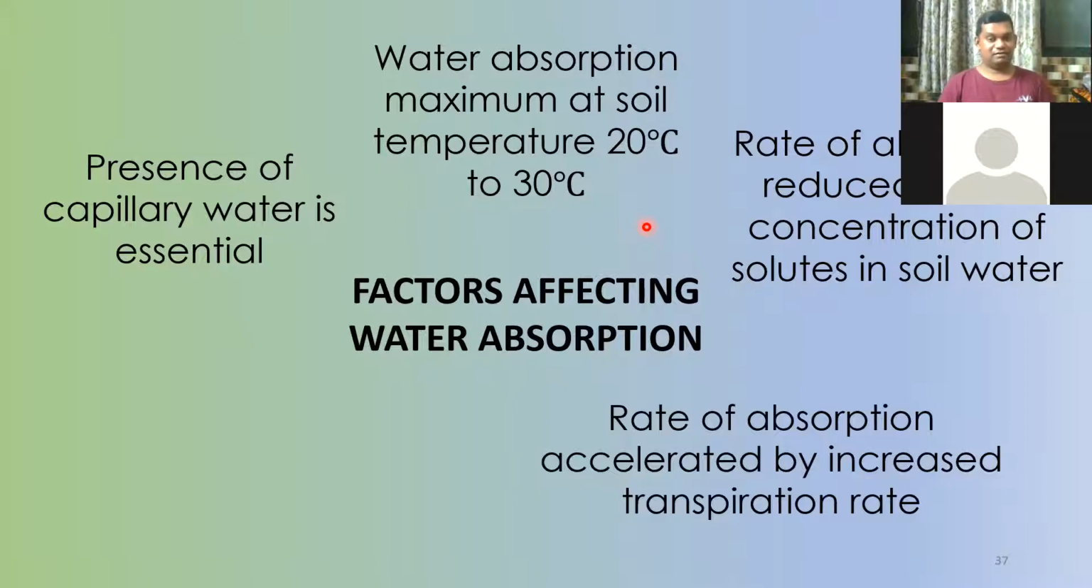Then absorption is also dependent upon the transpiration rate. Now we are going to learn about transpiration in detail, but you know very well that from the aerial parts of the plants, especially the leaves, water is evaporated out. That is transpiration, the evaporative loss of water from the aerial parts. So if there is more transpiration going on, absorption will also increase.